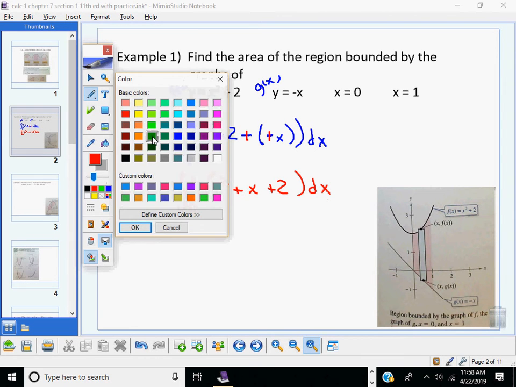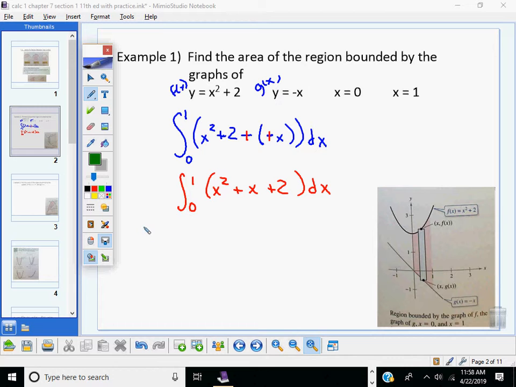Now we're ready to integrate. So if I add 1 to the 2, I'm going to have 1 over 3 x cubed plus, if I add 1 to the 1, I'm going to have 1 over 2 x squared plus 2x. And remember, we don't have to do plus c because this is a definite integral going from 0 to 1.